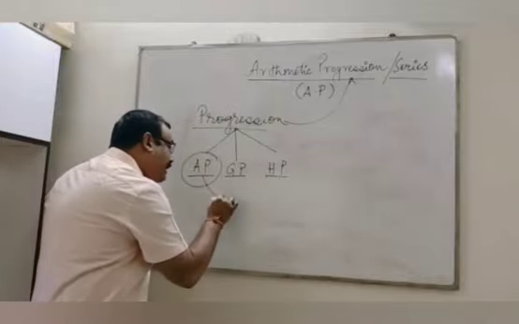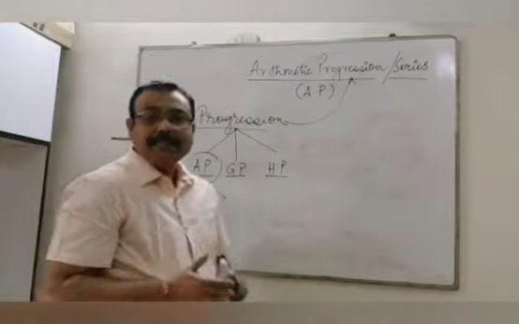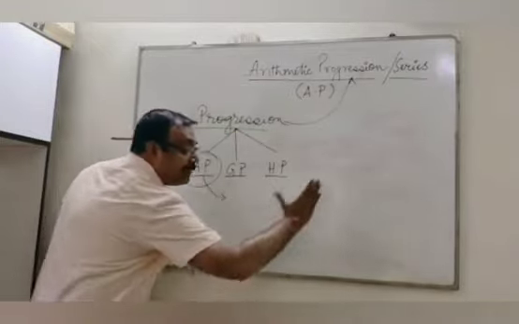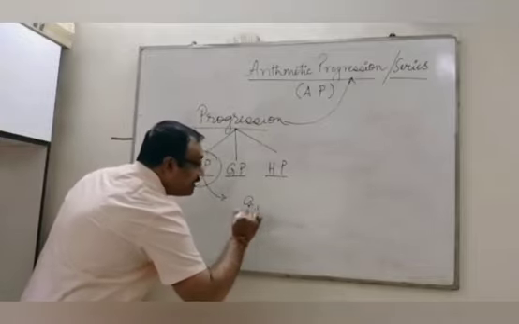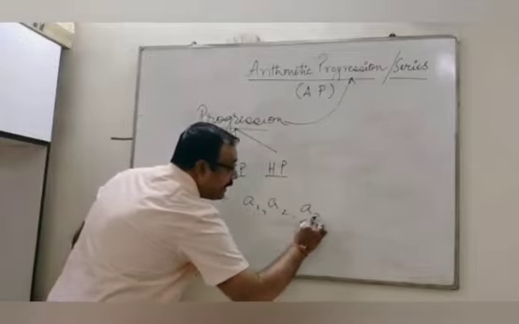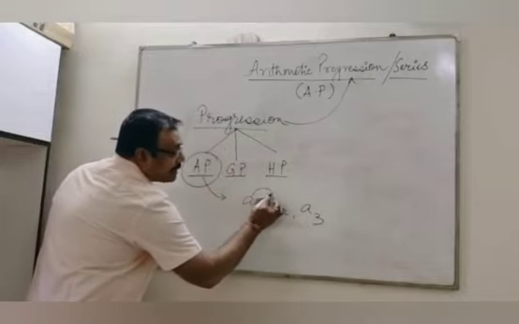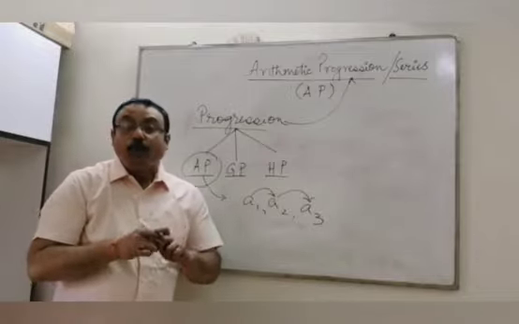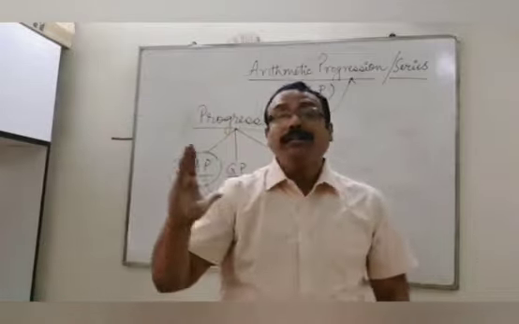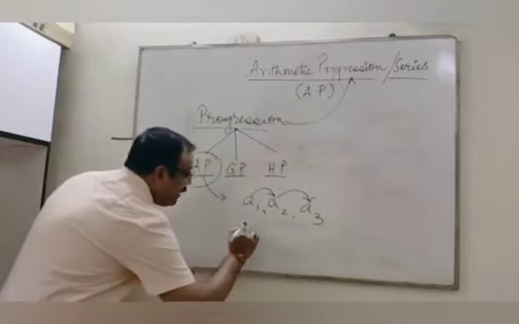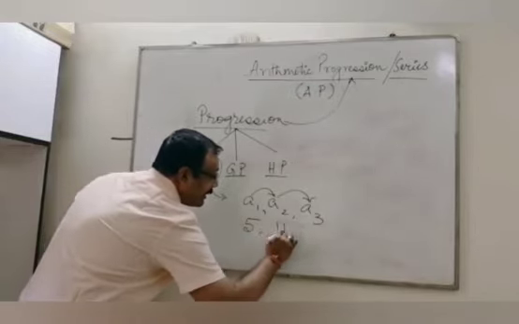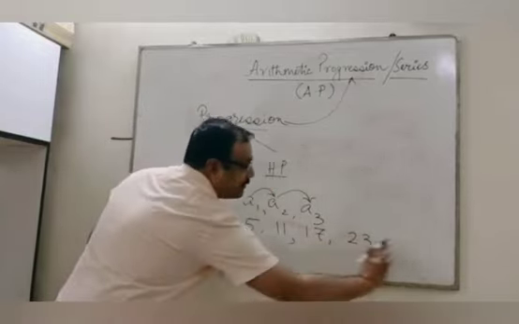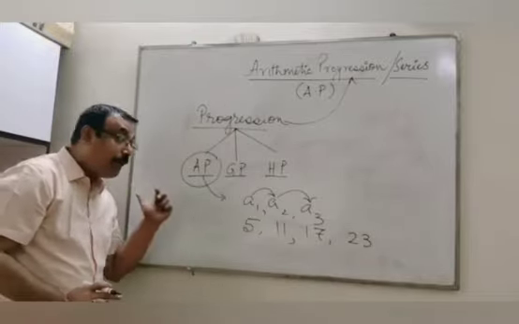Now we will understand what an AP is. An AP series is that particular series where the successive terms differ by a common difference. What is successive? A1 is the first term, A2 is the second term, A3 is the third term. For A1, the successive term is A2, for A2, the successive term is A3. Say if I take a number 5, then 11, then 17, then 23. So this becomes a sequence. What type of sequence? A finite sequence.